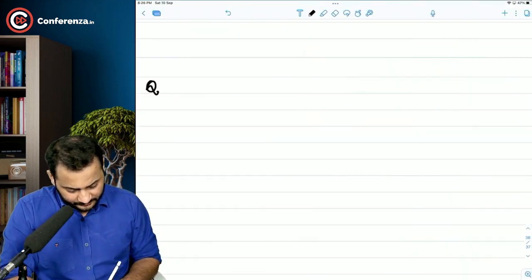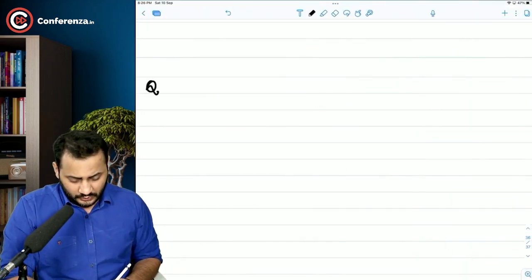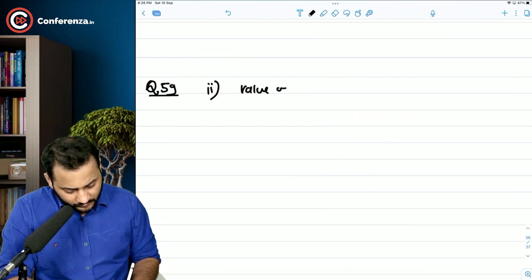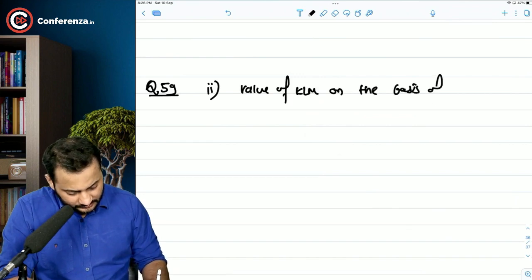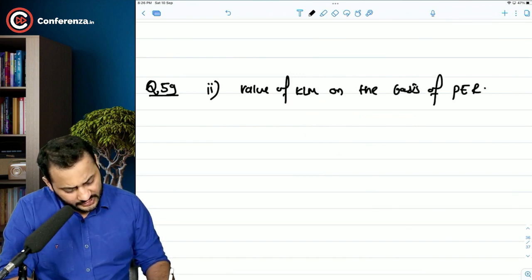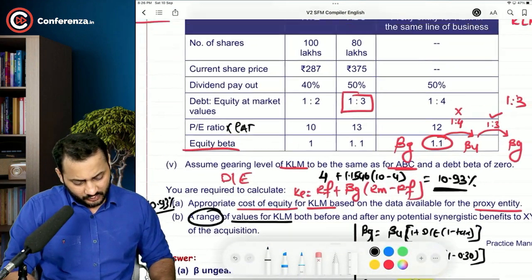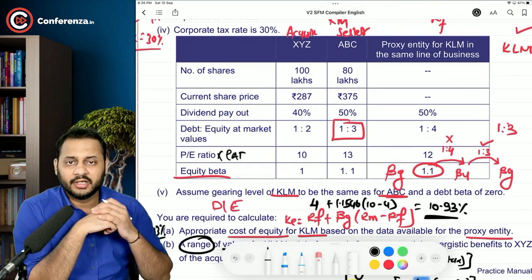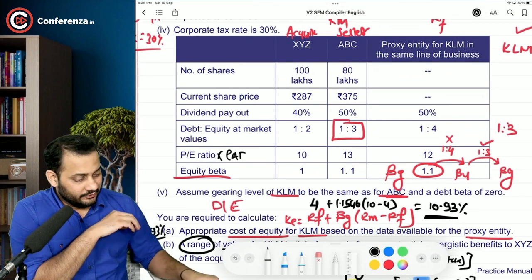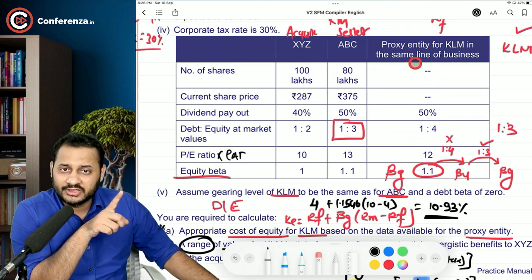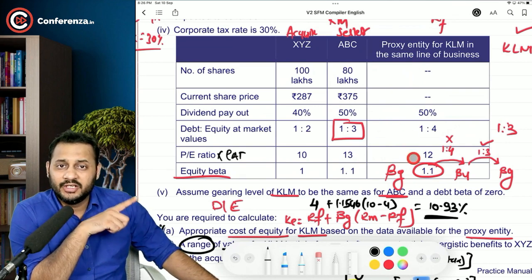Question number 59, second part: value of KLM on the basis of PE ratio. Let's start with the easy part. What is the PE ratio of KLM? Very easy, sir. There will be two different bases that you can use. You can use the data of the proxy also. So at that time the PE ratio will be 12.